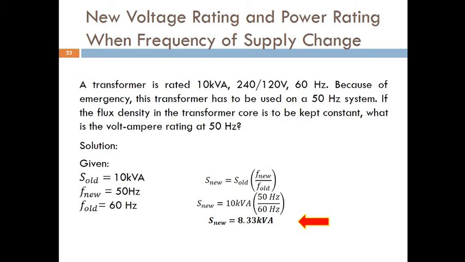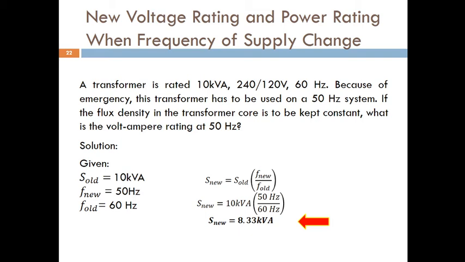So let's try an example. A transformer is rated 10 kVA, 240 to 120, 60 Hz. That is its nameplate. Because of an emergency, this transformer has to be used on a 50 Hz system. If the flux density in the transformer core is to be kept constant, what is the volt-ampere rating at 50 Hz? So remember, flux density is constant.